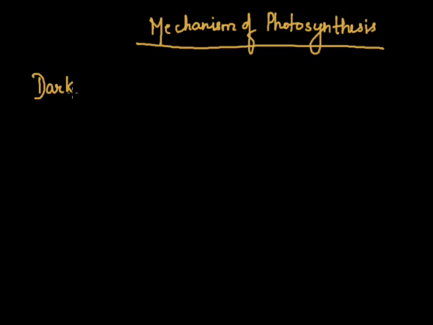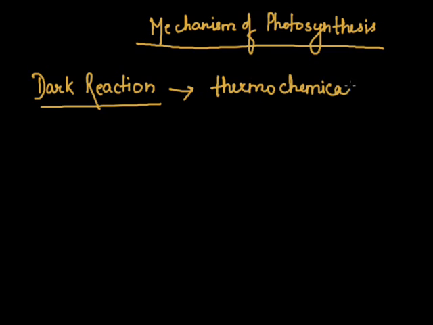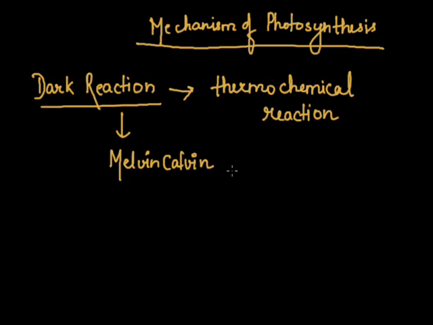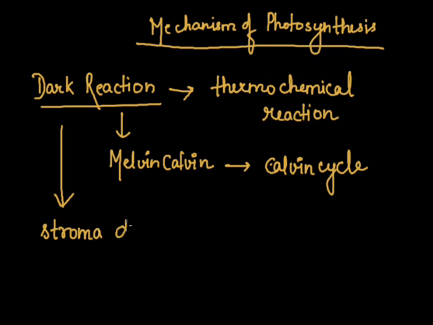So, the dark reaction is a thermochemical reaction. Basically, it was discovered by Melvin Calvin. That's why this is called the Calvin cycle. This dark reaction occurs in the stroma of the chloroplast.